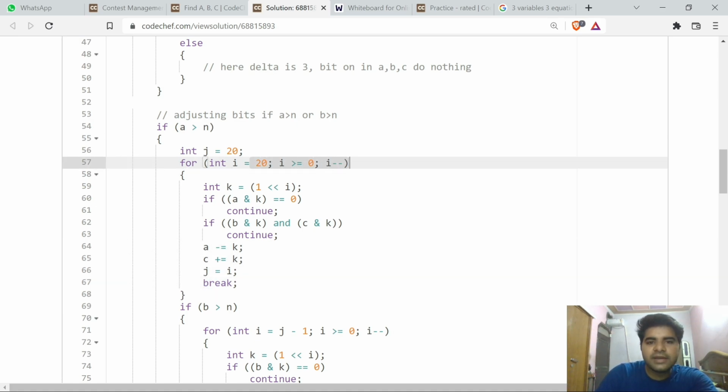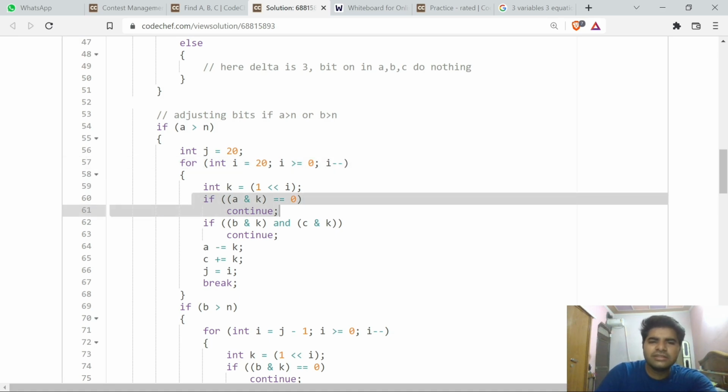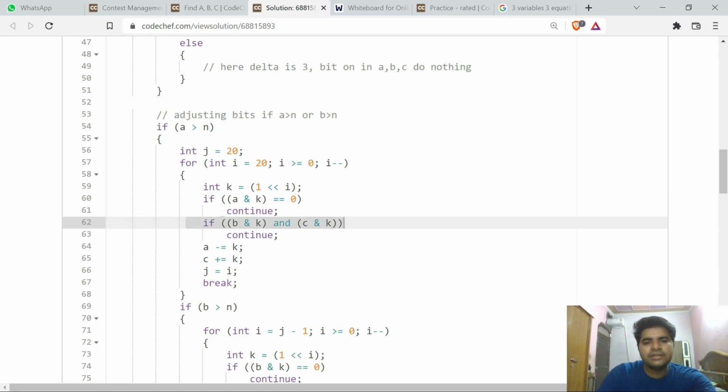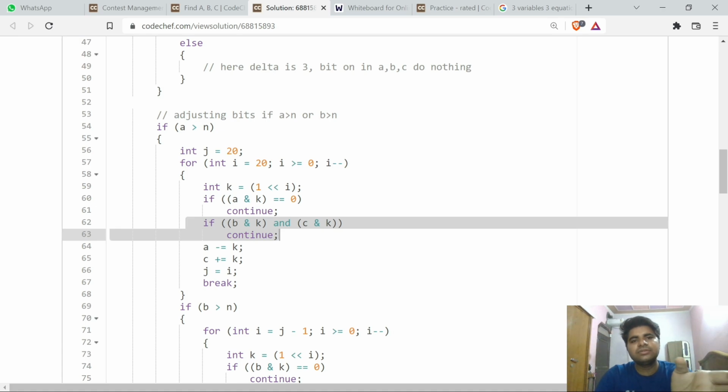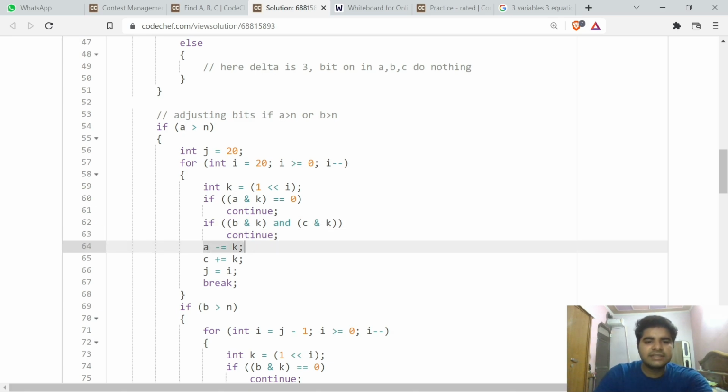So what I am doing is from highest to lowest I am checking. If this bit is already off in a, you don't have to do anything. I am looking for some on bit and I want to transfer it. So if this bit is already off, I just continue. And if this bit is already on in both B and C, then I should also continue, because there is no one I can transfer to. From A I take this bit and I have to give it to someone, either B or C. So if this bit is already on in both of them also, I cannot give this bit to any of them. So I can continue. So when I find my right bit, I just decrement this k counter.